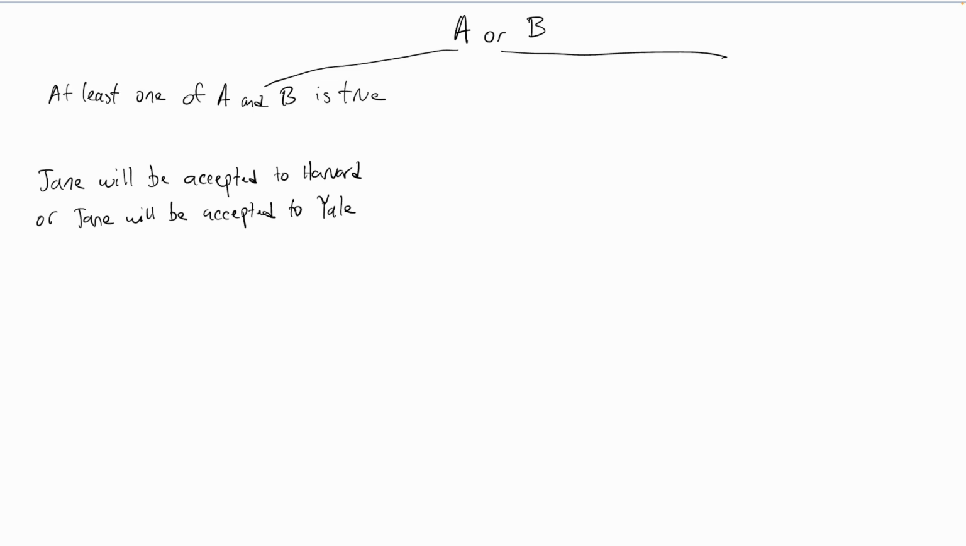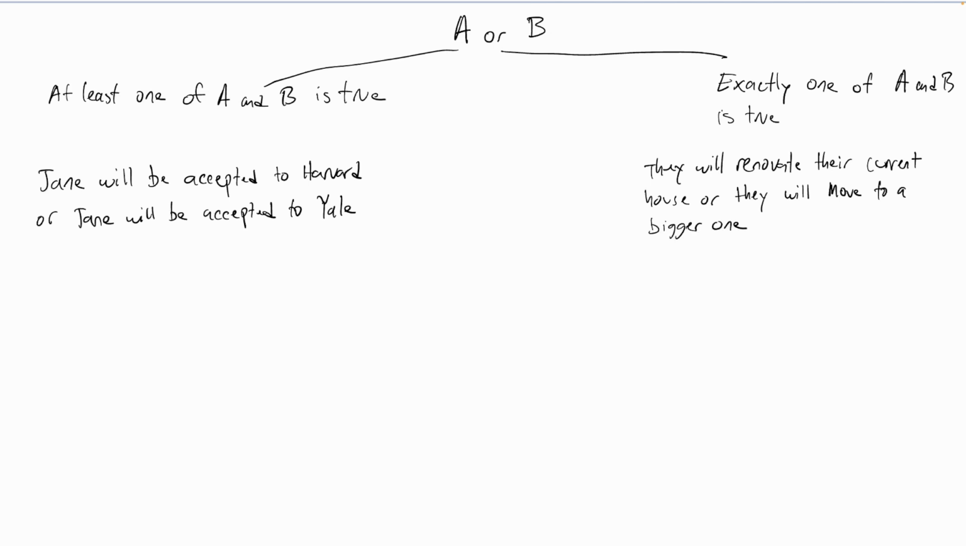By contrast, you use the word or in its exclusive sense when by saying A or B, you say that exactly one of A and B is true, not both. For example, suppose I know a family with 2 young children and 1 more on the way. I might say, they will renovate their current house or they will move to a bigger one. Here, I expect only one of the 2 things to happen. If somehow both occurred, that would arguably contradict what I said. So in this instance, I've arguably used the word or in its exclusive sense.